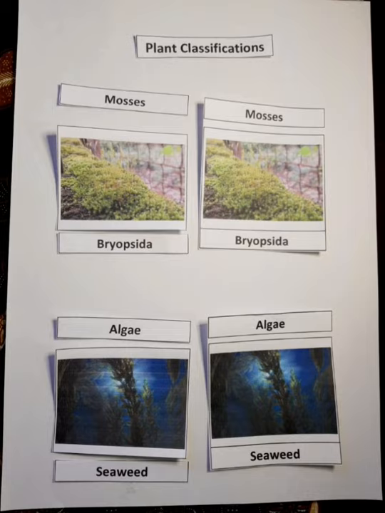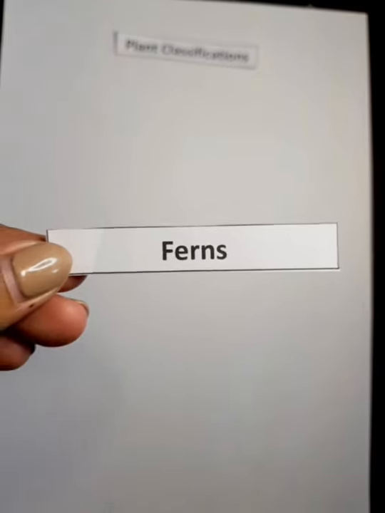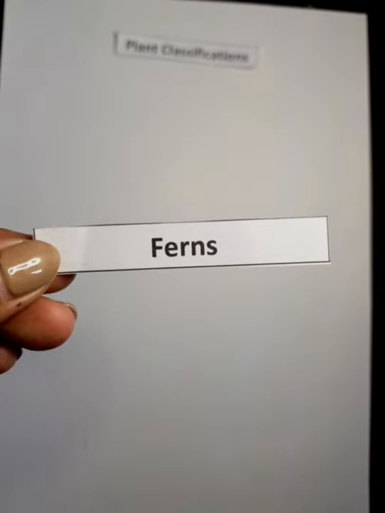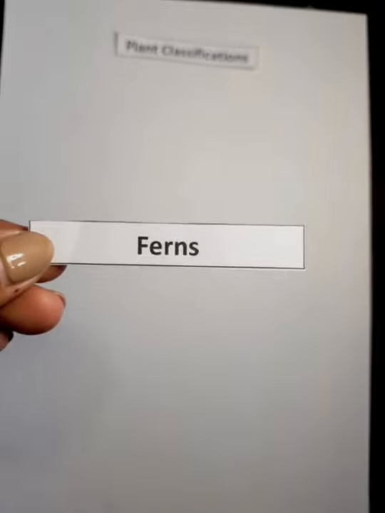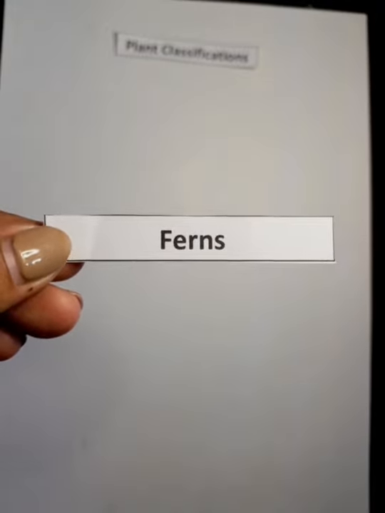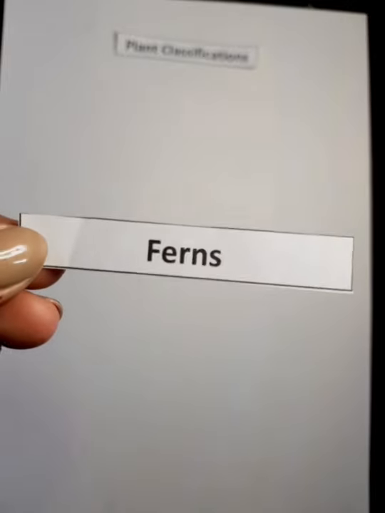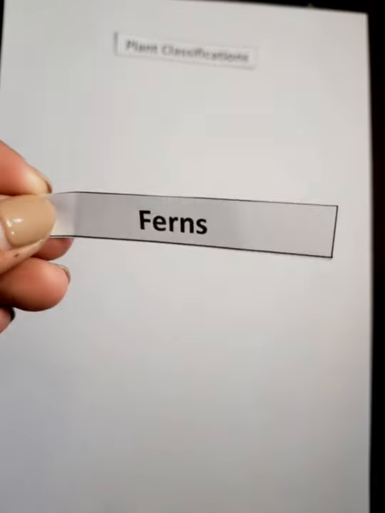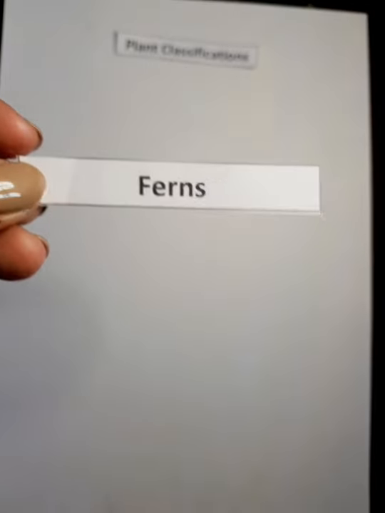Next, the third is ferns. Ferns, they are the higher plants compared to mosses or algae, yeah, that they have roots and stems and leaves. These plants are able to absorb water from the soil to stem and circulate it to leaves so that they grow upward from the stem.